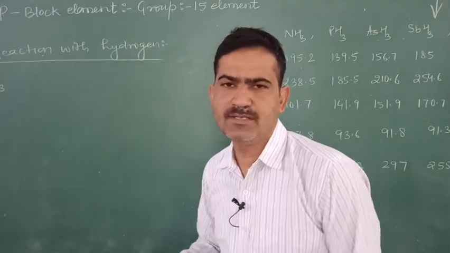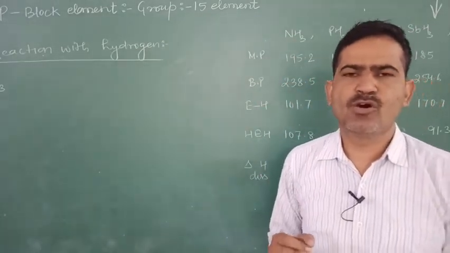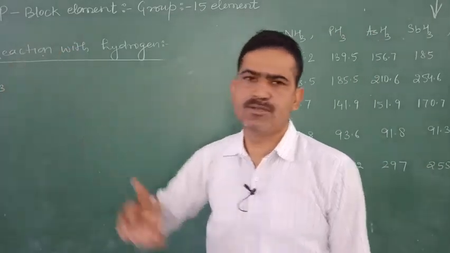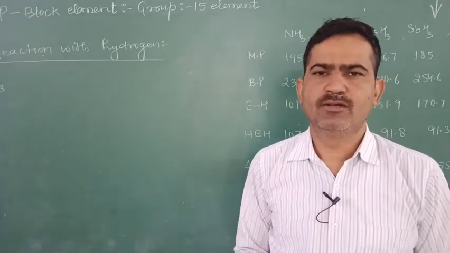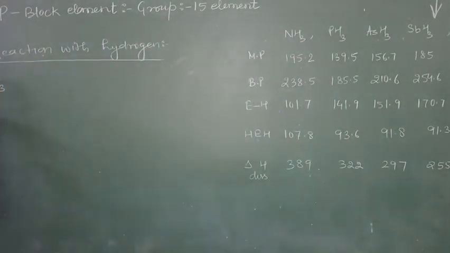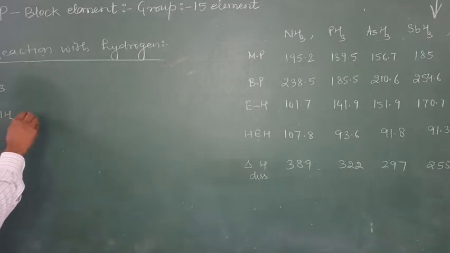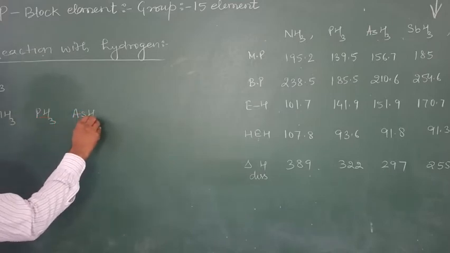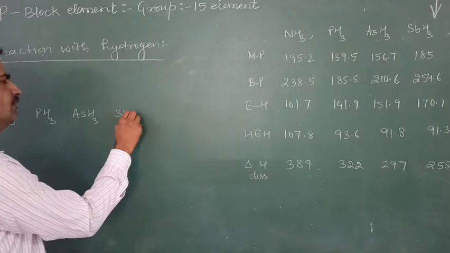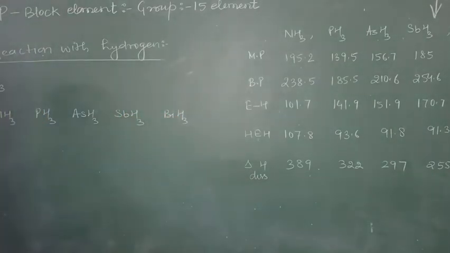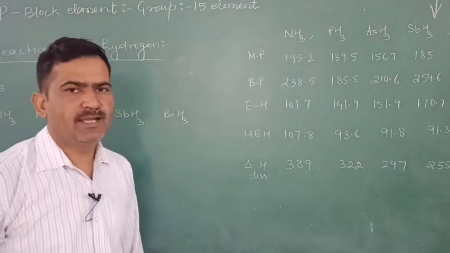Group number 15 elements react with hydrogen to form hydrides having formula EH3 type, where E stands for the element. Group number 15 elements react with hydrogen to form ammonia, phosphine, arsine, stibine and bismuthine. These are the hydrides of the group number 15 elements.